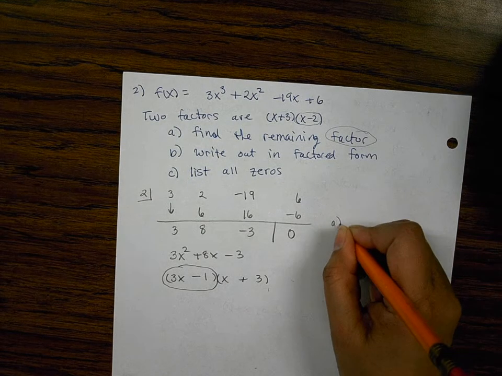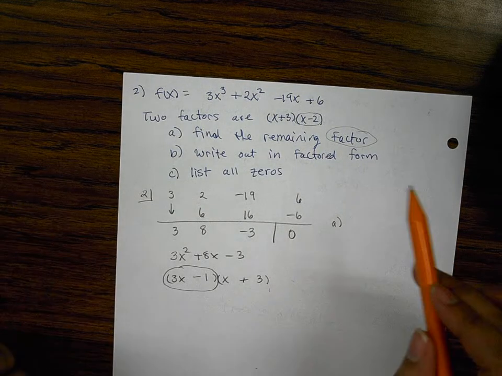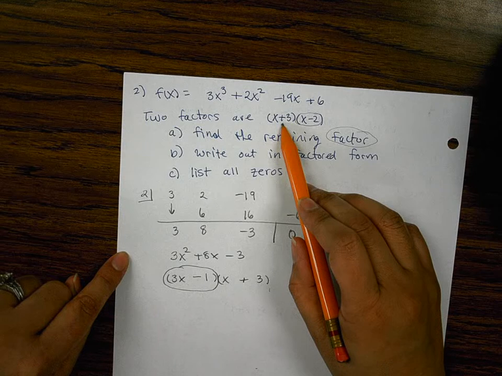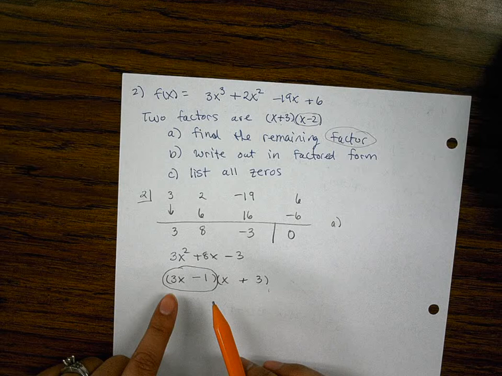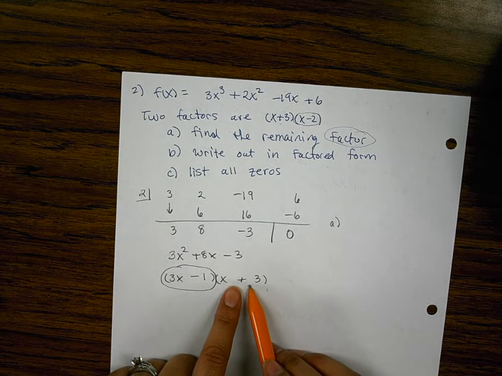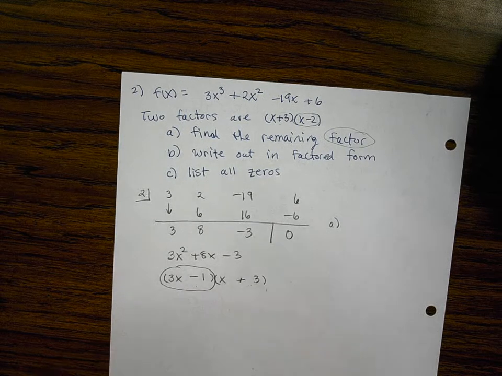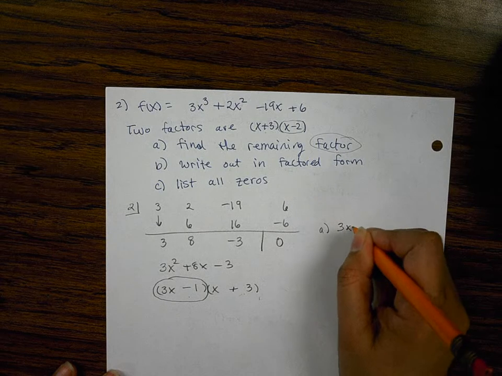Okay, part A, and I think I said that wrong. I'm going to repeat it one more time. If you had used the negative 3 instead of the positive 2, you would have ended up with x minus 2, and here the 3x minus 1. Okay, part A, remaining factor is 3x minus 1.